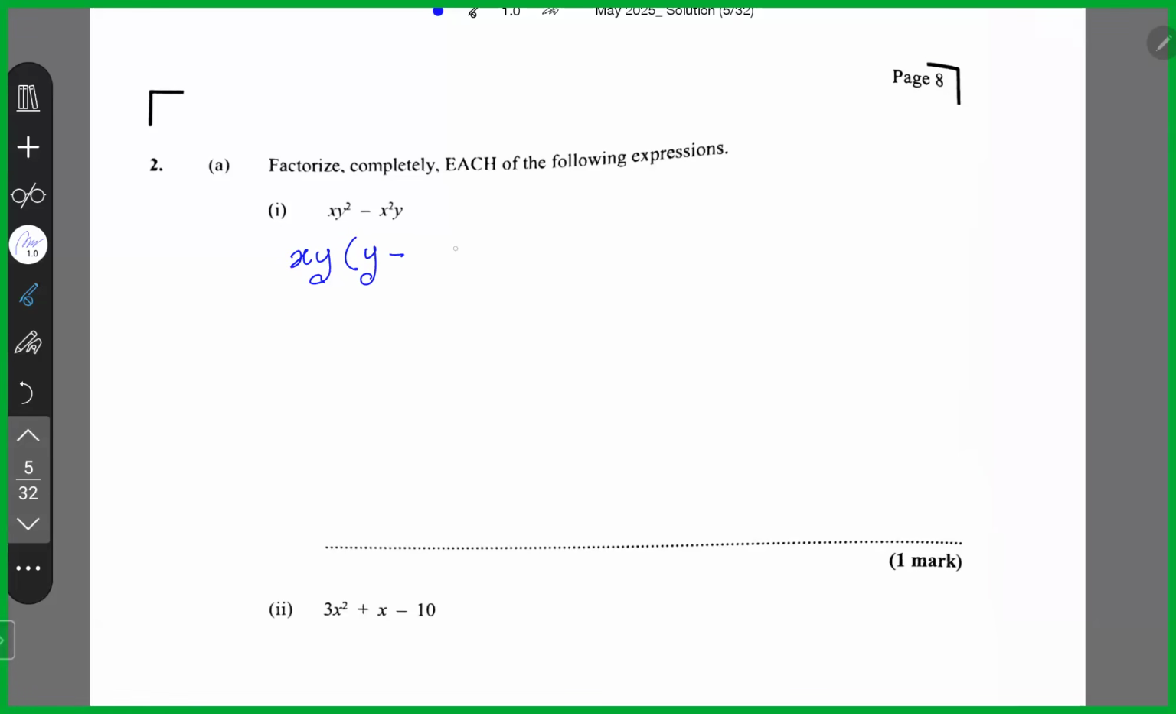xy into x squared y is x. Now, this expression cannot be further factorized, therefore that's our answer. The first thing we had to do was to see if there was a common factor. And since we had a common factor, we would factor out the highest common factor, which is what we did.